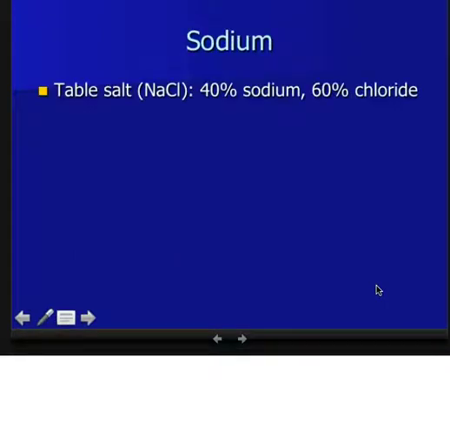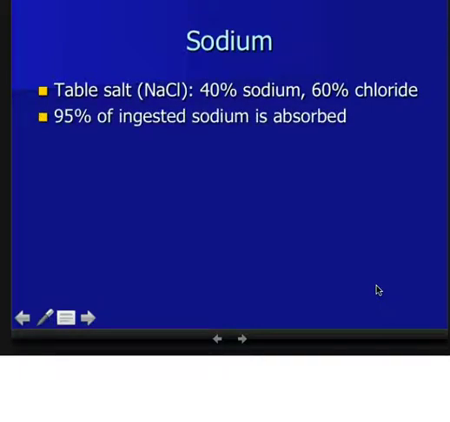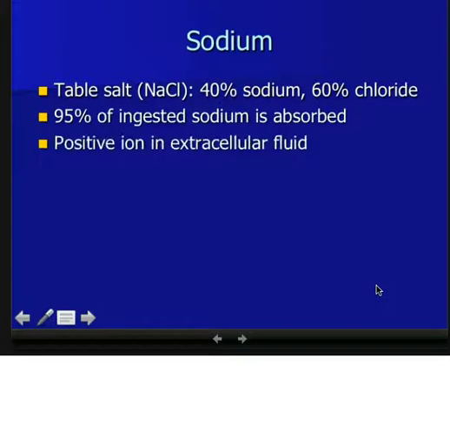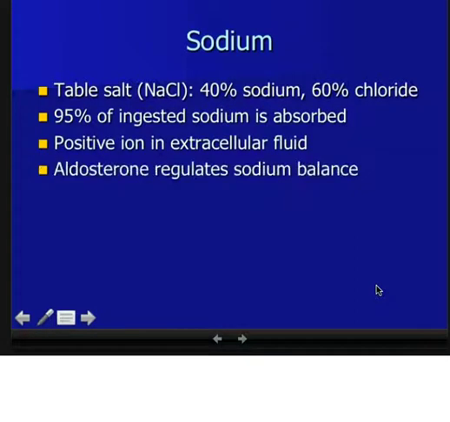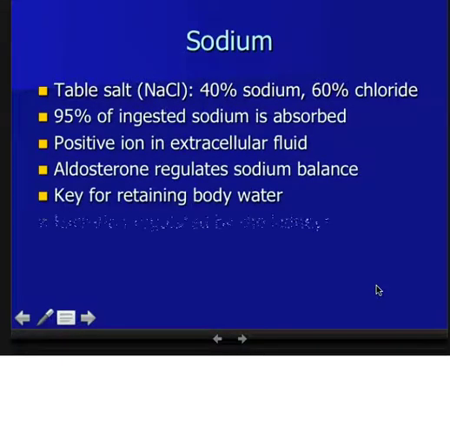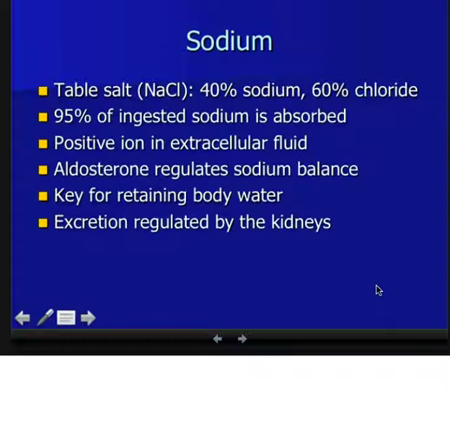Okay, sodium is one of the most predominant compounds in the U.S. diet. It's primarily found in the U.S. diet in the form of sodium chloride, table salt, which is 40% sodium and 60% chloride. 95% of the ingested sodium is absorbed. It becomes a positive ion in extracellular fluid. And remember that aldosterone regulates sodium balance, and it's the key for retaining body water. Excretion is regulated at the kidneys, so the kidneys will either excrete more or less sodium depending on what we consume. And it's also a very important ion in muscle contraction.